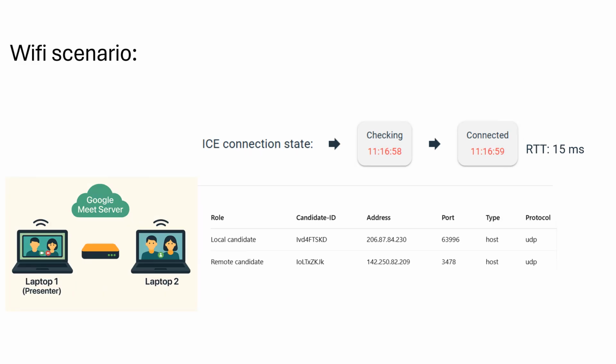In the Wi-Fi scenario, both laptops are connected to the wireless LAN, and you can see in WebRTC internals that ICE goes from checking at 15.8 seconds to connected at 15.9. Around 1 second is needed to negotiate, and they use UDP, and both of them are host candidates.